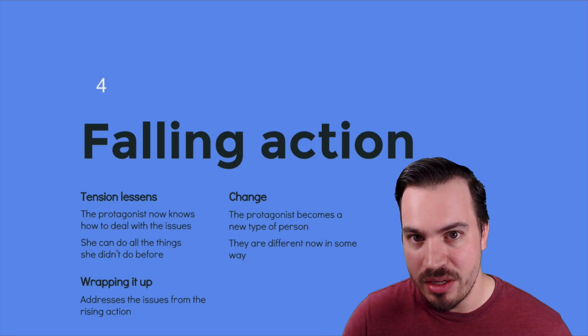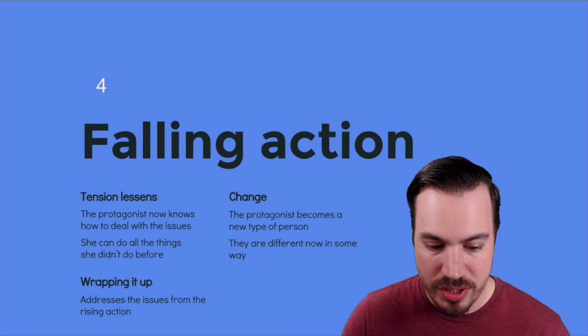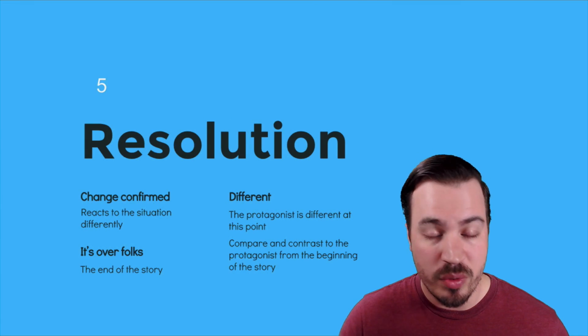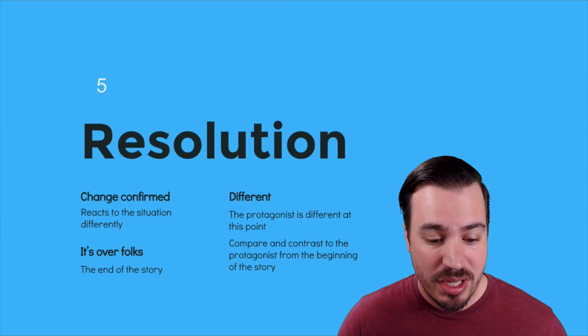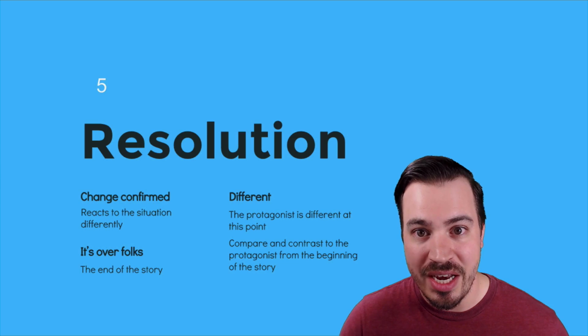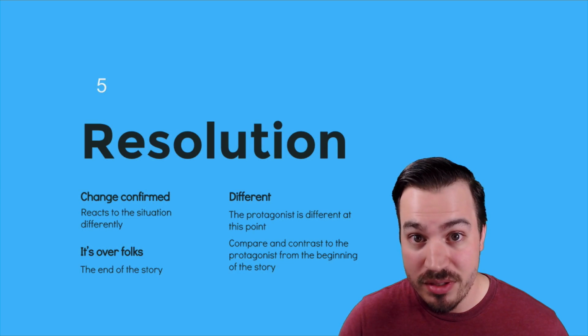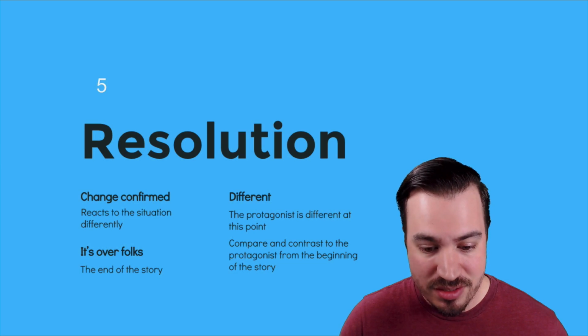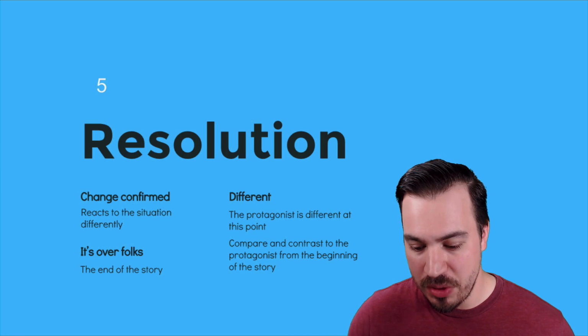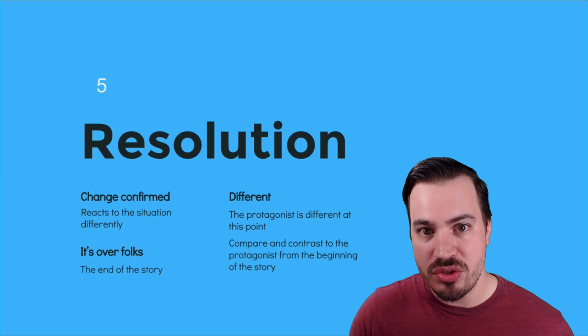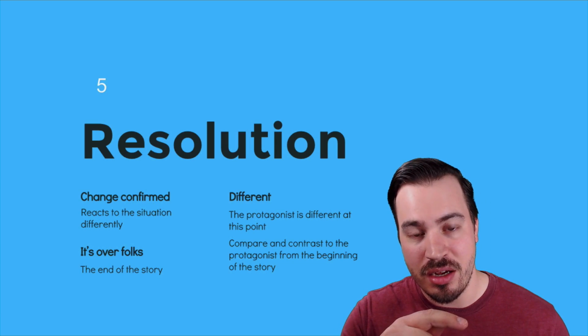They're different now in some way than they were at the beginning of the story. In the resolution, this is where that change is confirmed. We see that they're a new person, that it's the end of the story, and everything has been taken care of. The protagonist is different at this point. We see that. It's clear. And this is a really good place to say, okay, compare and contrast. How are they at the beginning of the story versus how are they at the end of the story?